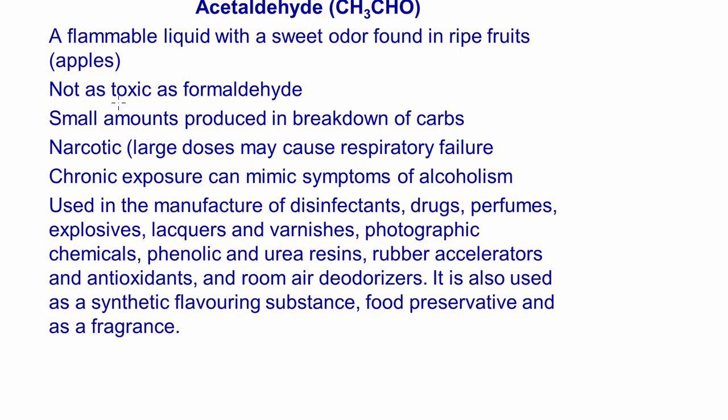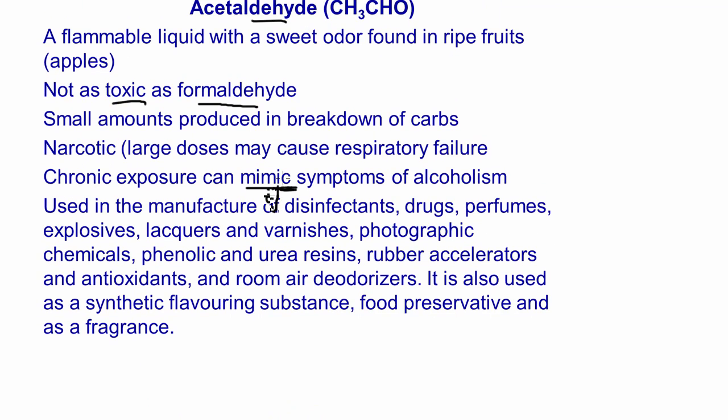It's certainly not as toxic as formaldehyde. Small amounts of acetaldehyde are produced when we metabolize carbohydrates. We'll be talking about that later. And in large doses, it can cause respiratory failure. And also, people that are exposed to acetaldehyde every day, mainly because of their job, exposure to this can mimic alcohol abuse symptoms. So people that work with this stuff have to be very, very careful.